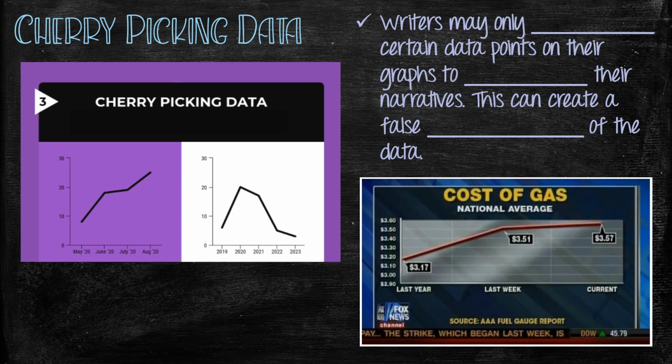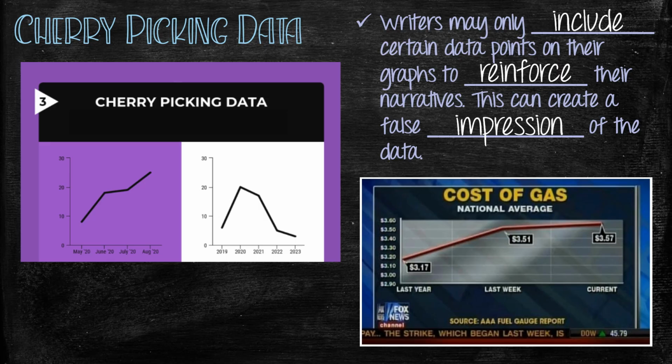Cherry picking data. Writers may only include certain data points on their graphs to reinforce their narrative. This can create a false impression of the data. So if we look at the purple, they have some certain months picked out. It's from May, probably 2000. And let's see, it's increasing, but it only goes to August.